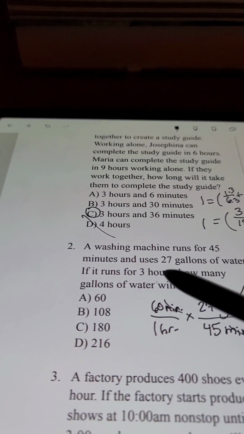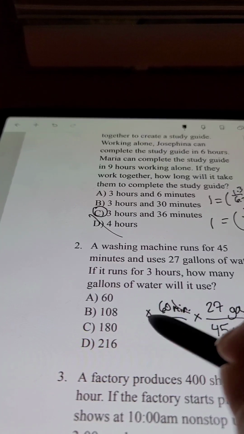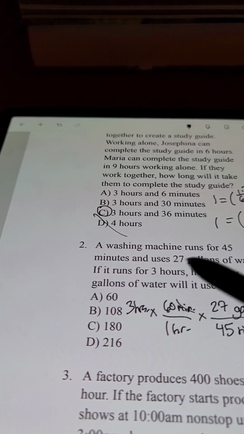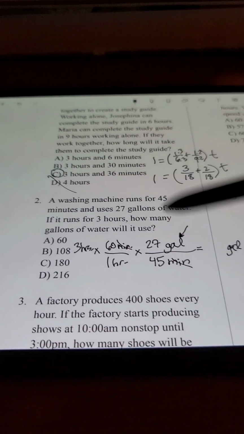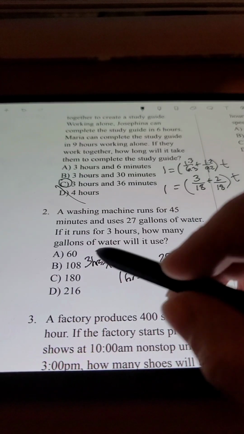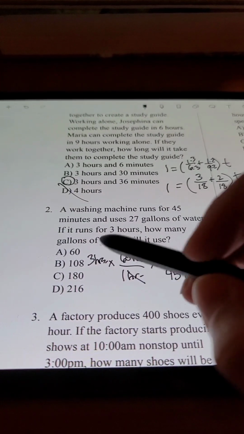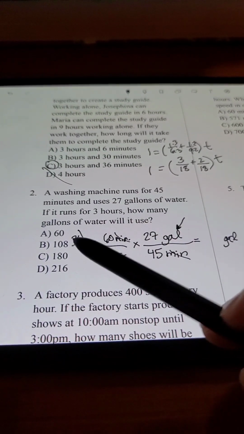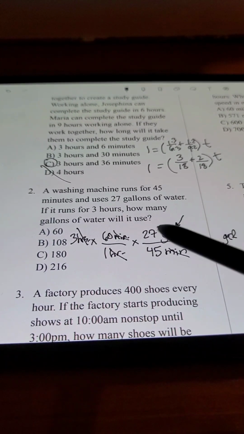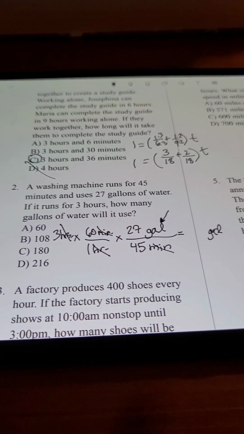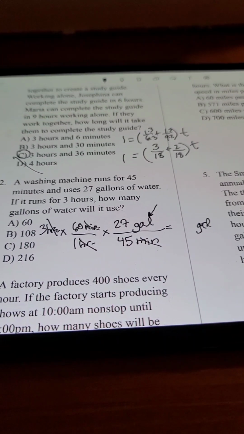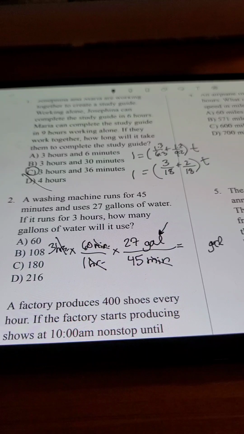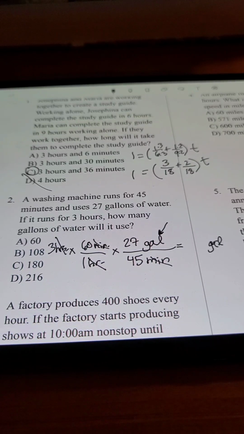And then I could say, 3 hours is the specific scenario that I'm referring to right there. So I could use that information, multiply by that to cancel out hours and hours. And then all I have to do is multiply 3 times 60 times 27 and then divide by 45. And then I have my gallons. And that ends up being 108 gallons.